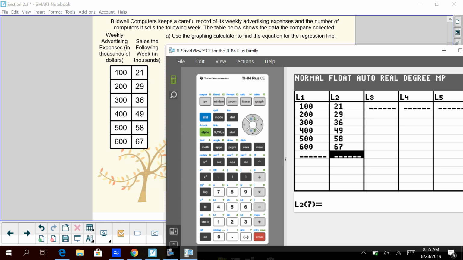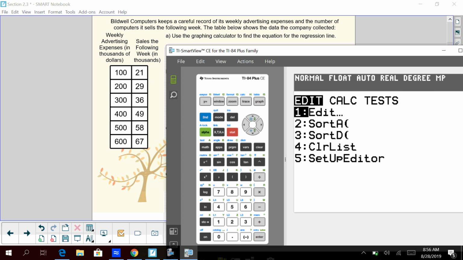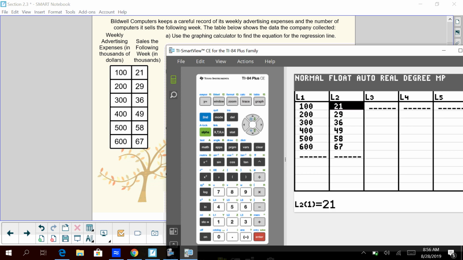Same thing here. Sales the following week. So this is the number of computer sales, so 21 instead of 21,000 you're seeing there. All right, first thing, we're going to go to Stat, and then hit enter for edit. You probably have data in there already from last time, so you're going to go up to the list name, hit clear, and go back down, and that'll clear out the column for you. Make sure you all have an L1 and an L2. Let me know if you do not have an L1 and an L2.